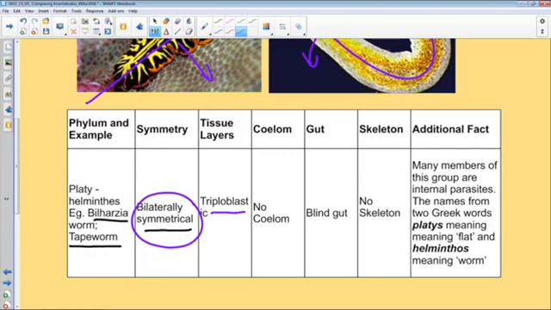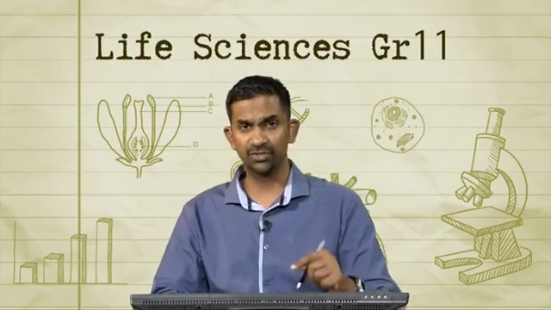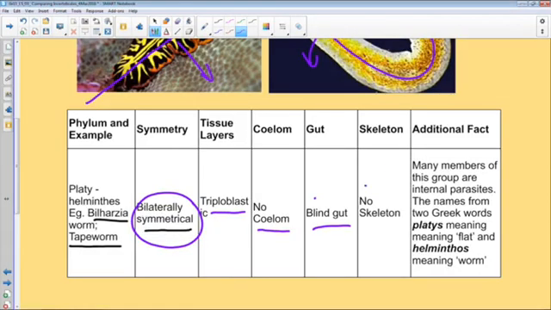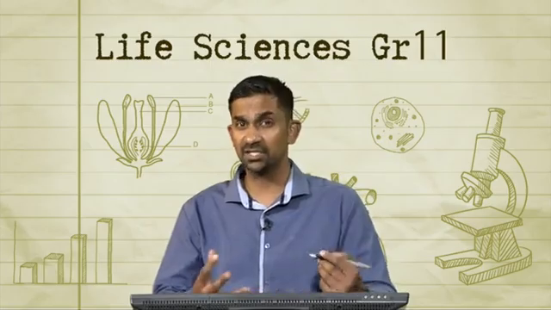Again, we see the absence of a coelom, a blind gut, not as evolved as the next phyla. They have a gut system that has a common oral opening that is also used for the release of waste products. Again, these organisms lack a skeleton, so they rely on their body being filled with tissue fluid that gives them shape and structure.